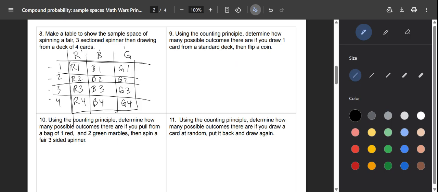So we can take the number of events in our sample space for one event, the number of events in our sample space for another event, and multiply them to get our total sample space for our compound event. So if we're drawing 1 card from a standard deck, that is 52 cards. Then we flip a coin. There's 2 sides to a coin. So we have 104 different outcomes.